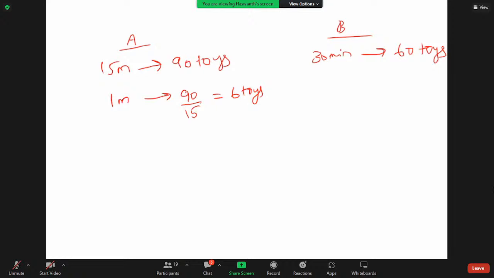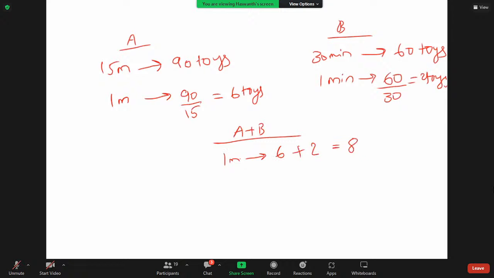Similarly, B in 30 minutes will produce 60 toys. In 1 minute, B will produce 60 by 30, which is 2 toys. So A in 15 minutes produces 90 toys, so in 1 minute, 90 by 15, 6 toys, whereas B in 30 minutes will produce 60 toys, so in 1 minute, 60 by 30, 2 toys. When both machines are working together, in 1 minute, A will produce 6 plus B will produce 2. Total 8 toys are produced.